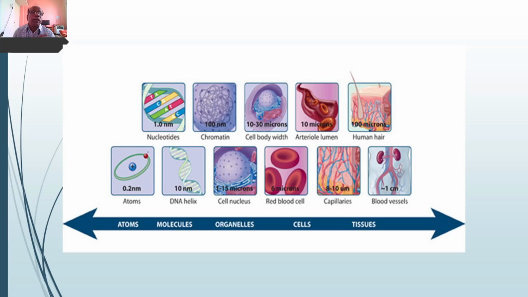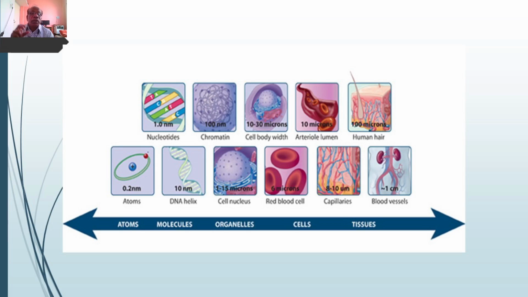The size of the nucleotide is 1 nanometer. Then the size of the DNA helix is up to 10 nanometer. Then the size of the chromatin material present in the nucleus is up to 100 nanometer.